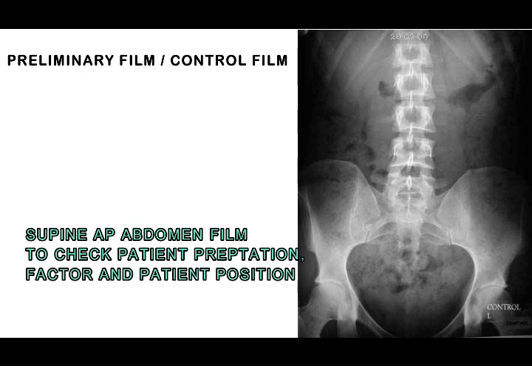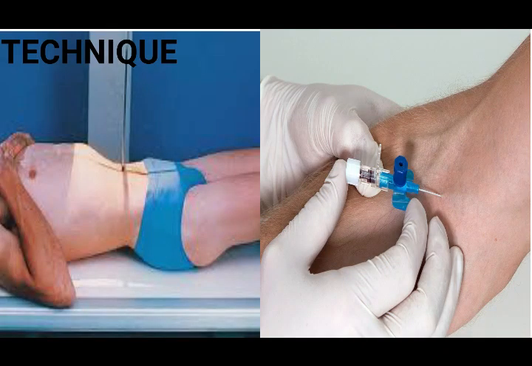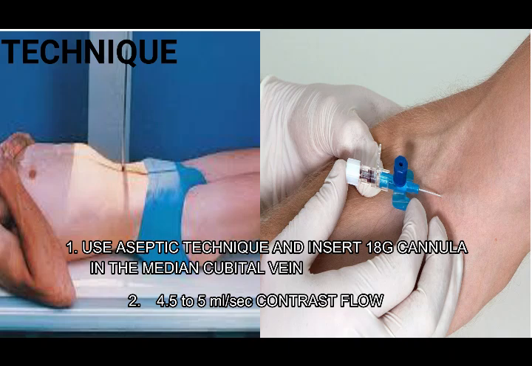Now we take a preliminary film here. A supine AP abdomen film is taken to check the preparation of the patient, factors and patient position. Now we are going to talk about the procedure technique. The patient lies in a supine position on the table, we apply aseptic technique, insert an 18 gauge cannula in the median cubital vein and inject contrast into the vein.